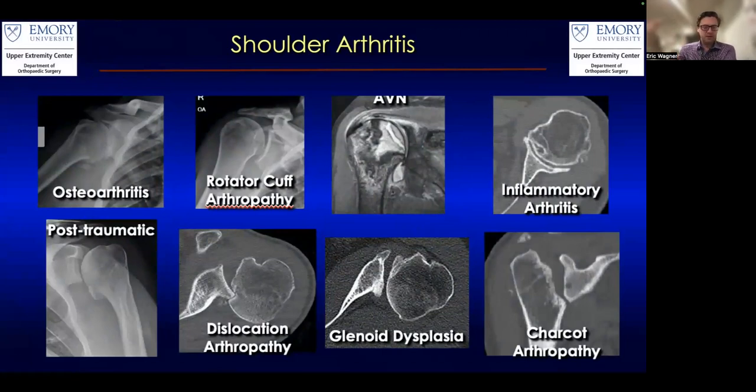There's osteoarthritis, rotator cuff arthropathy, AVN, inflammatory arthritis, post-traumatic arthritis, dislocation arthropathy, glenoid dysplasia, Charcot arthropathy. Lots of different reasons to get shoulder arthritis. Hence why we're so busy. The most common two are rotator cuff arthropathy and osteoarthritis.